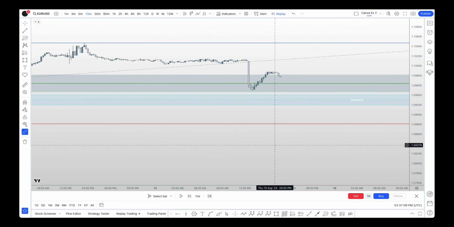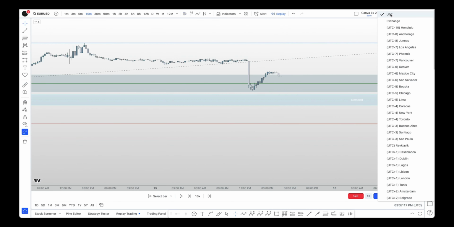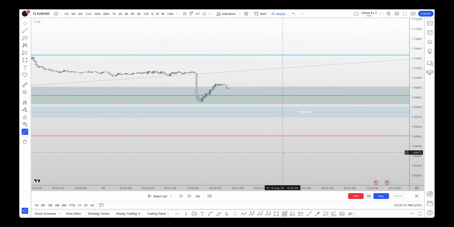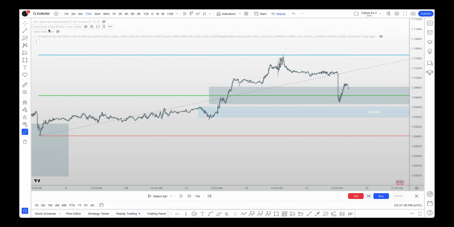That can happen inside or outside the kill zone hours, 7 a.m. to 10 a.m. EST. And this is actually the current time zone I'm using, UTC, right here. But yeah, it's just 7 a.m. to 10 a.m. New York time. All right, so now I'm going to turn on my kill zones.